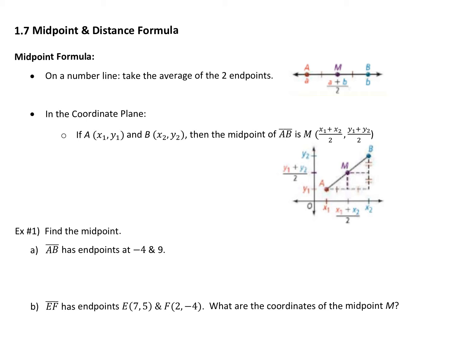We're going to see it where it's on a number line, and we're going to see it where it's in the coordinate plane. So on a number line, that's just a straight line, and we're going to be finding a midpoint. We're going to be finding a point in the middle of something. So basically what you're doing on a number line is you're just taking an average.